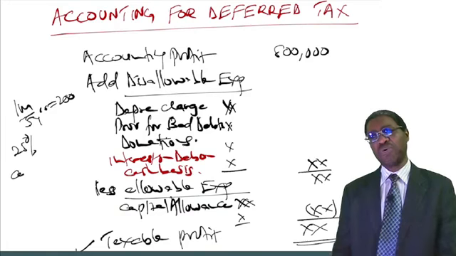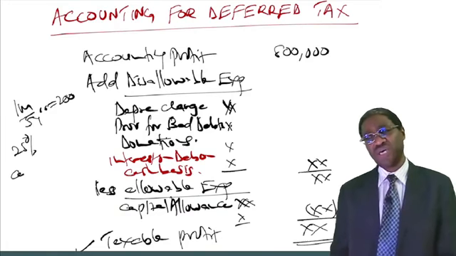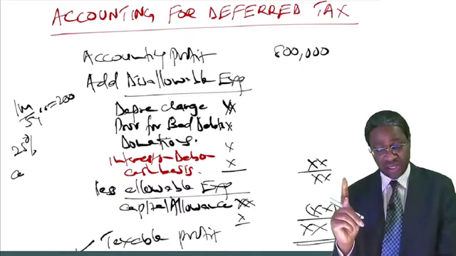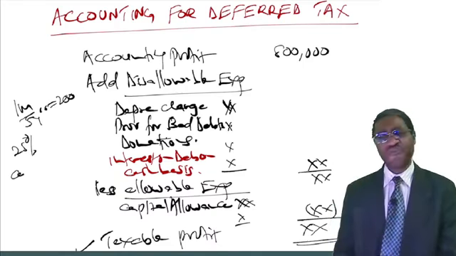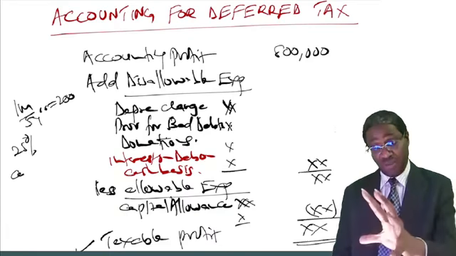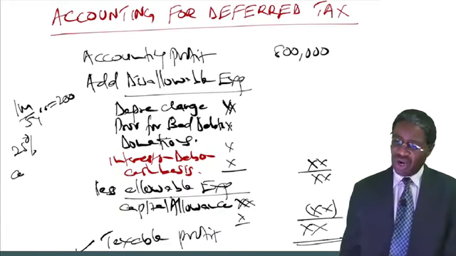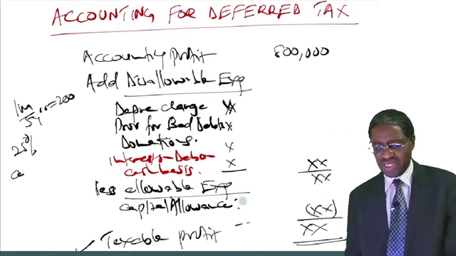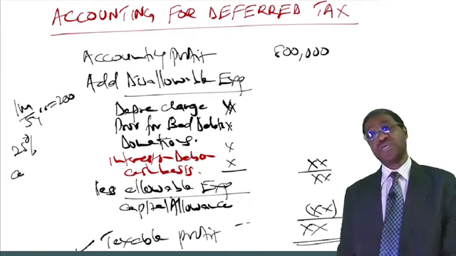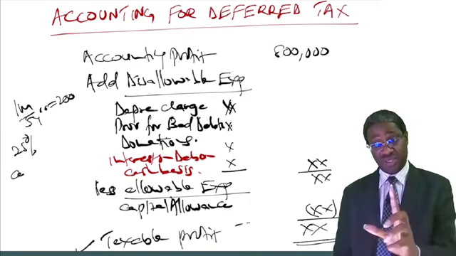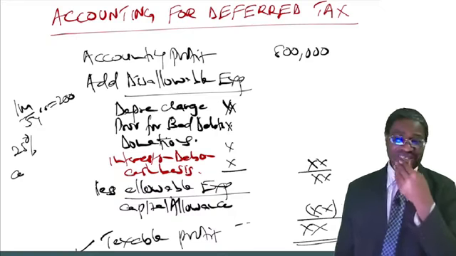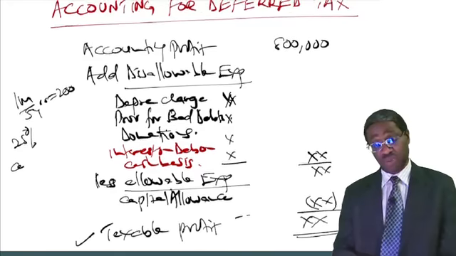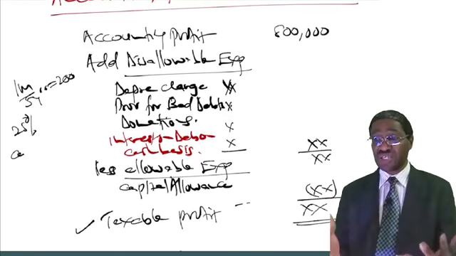That's another example of what we can classify as disallowable expenses. So I've given you a few examples of disallowable expenses. For now, I want to assume only one example of an allowable expense, and that is capital allowance. Okay, good. Now listen. So now you know how we shall be computing what we call the taxable profit.